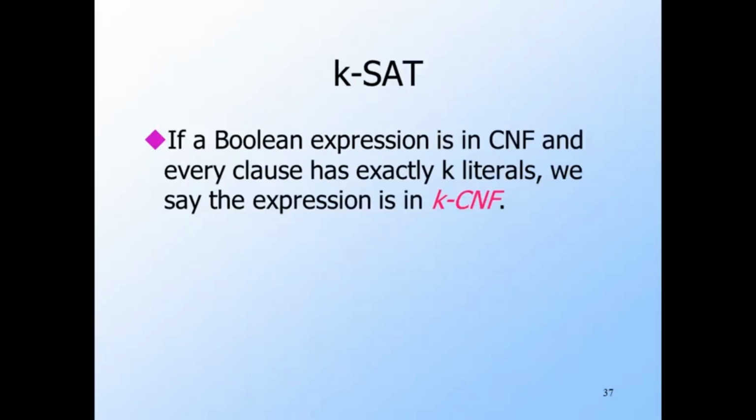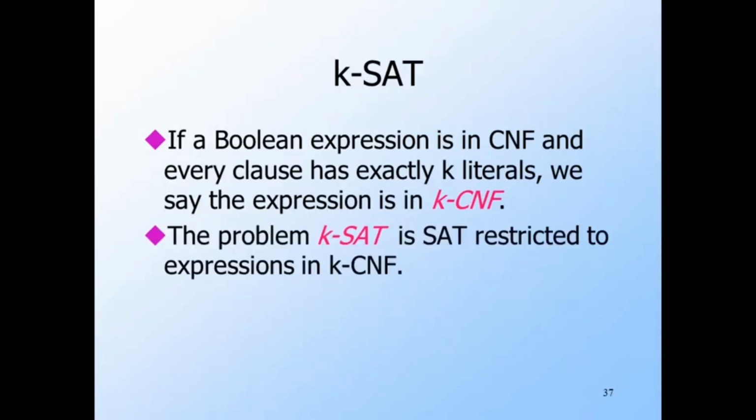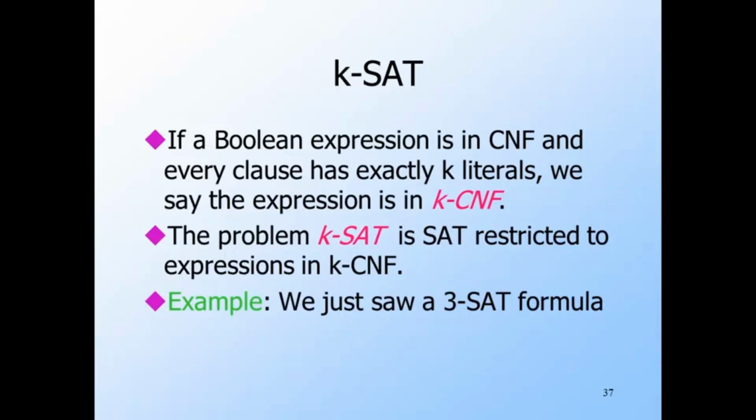A Boolean expression is said to be in K-conjunctive normal form, or KCNF, if it is the AND of clauses, each of which contains exactly K literals. The problem KSAT is whether a KCNF expression is satisfiable. For example, the expression we derived on the previous slide, which we show here, is in 3CNF. Notice it is the AND of clauses, and each clause has exactly three literals.